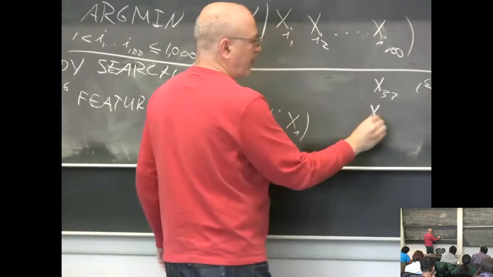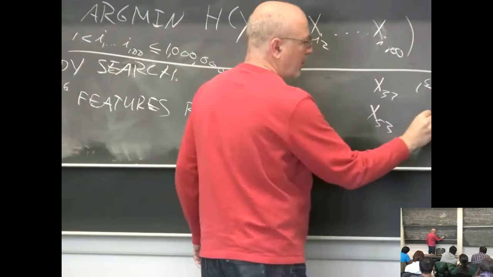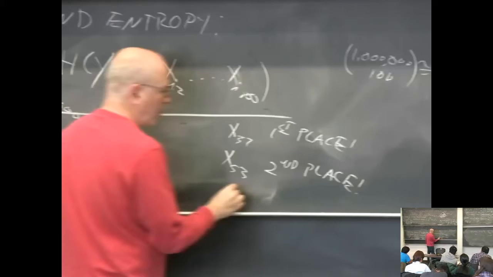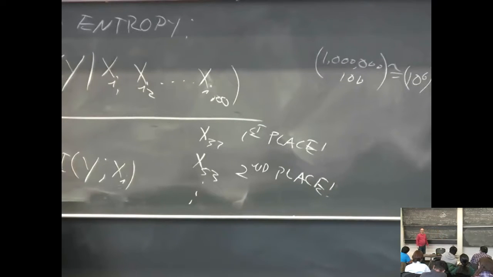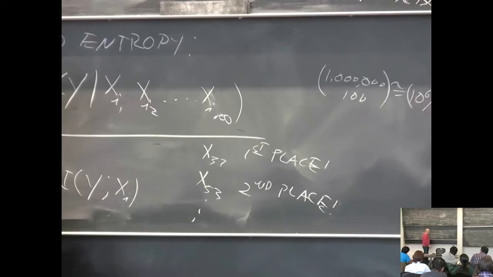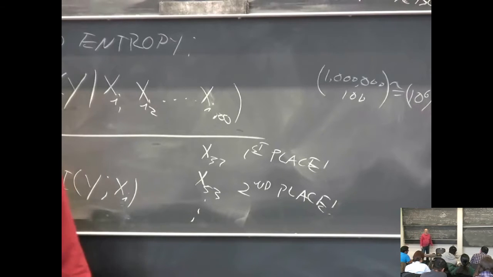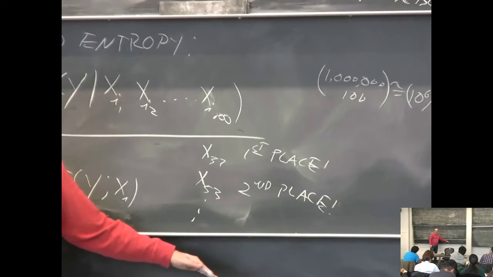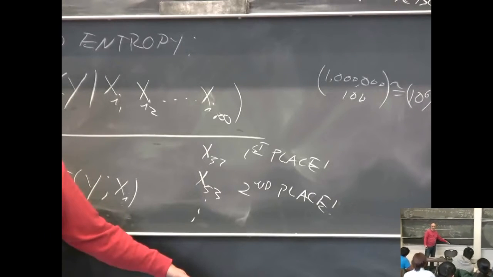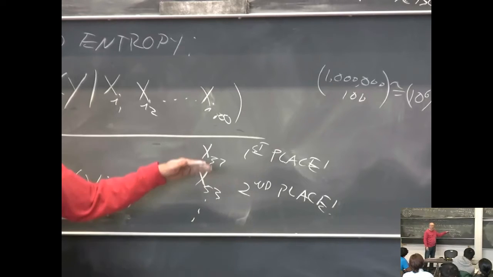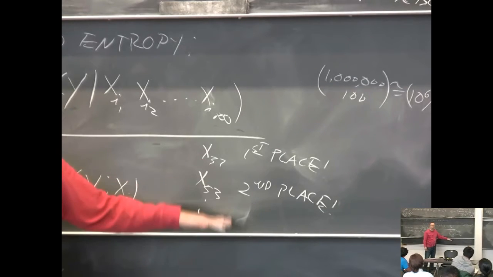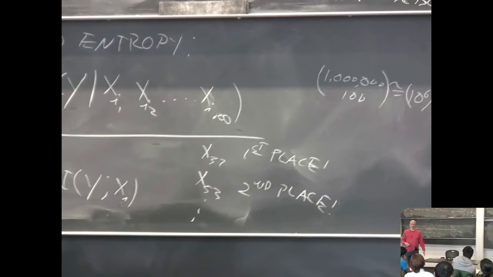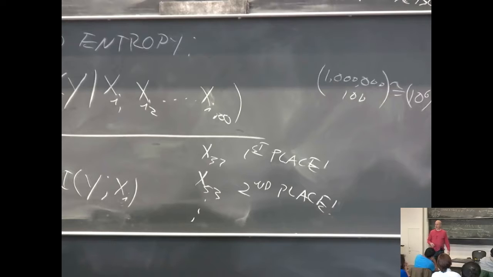And let's say x53 is the second place, and so forth. I can rank all of them. So I can now be tempted to include the top 100 features from this list. Would that solve my problem? If I just took the 100 most mutually informative features with y, does that solve my problem?